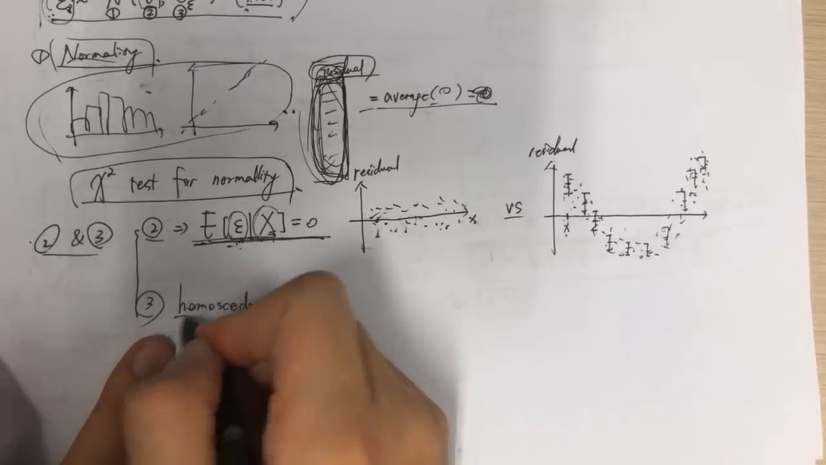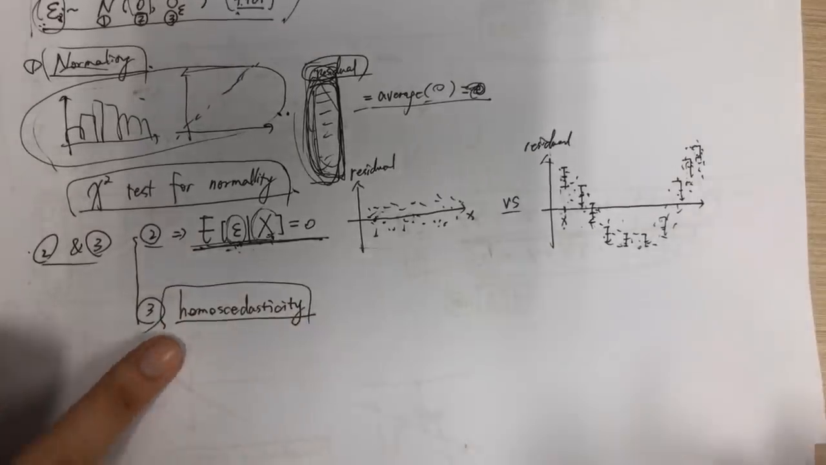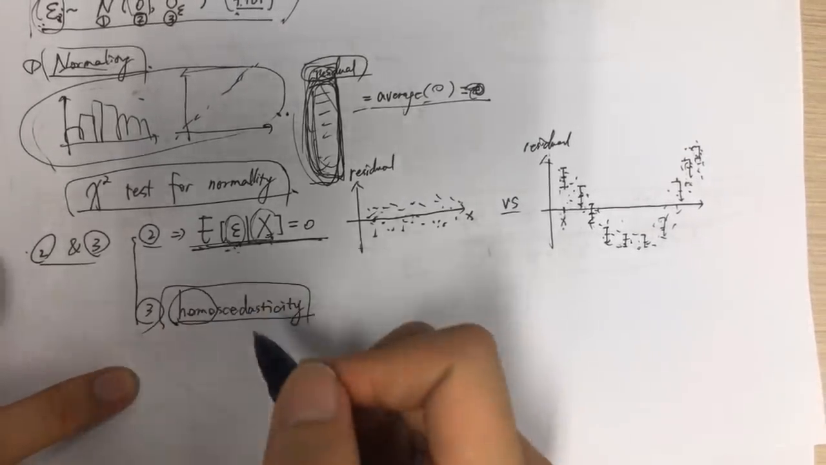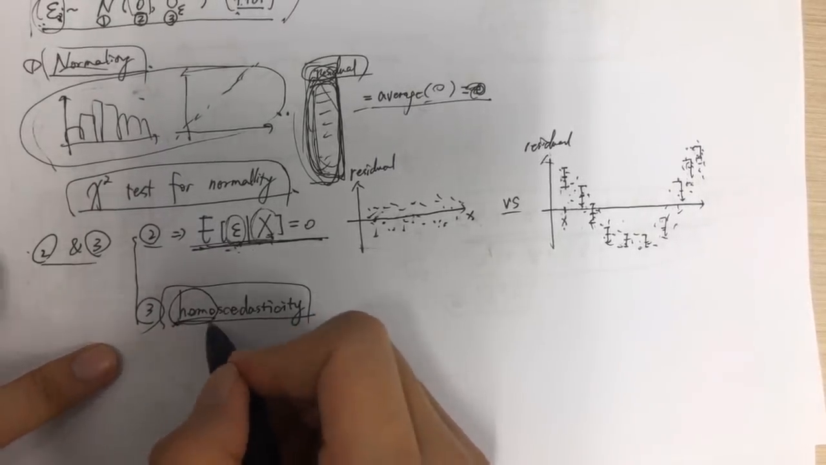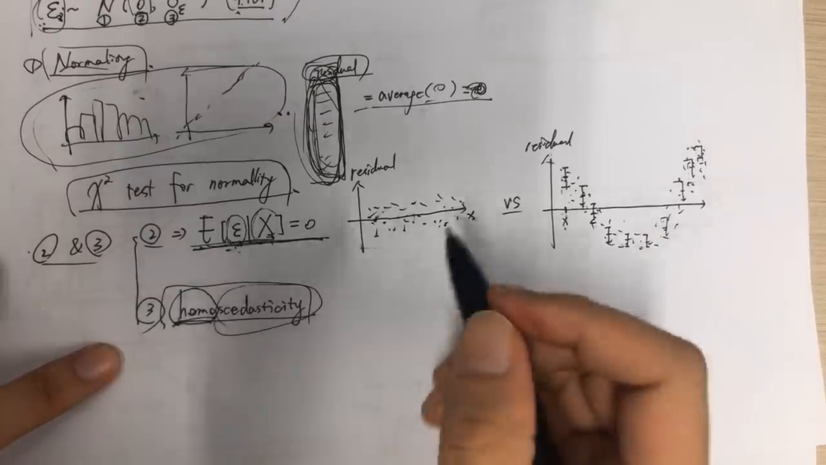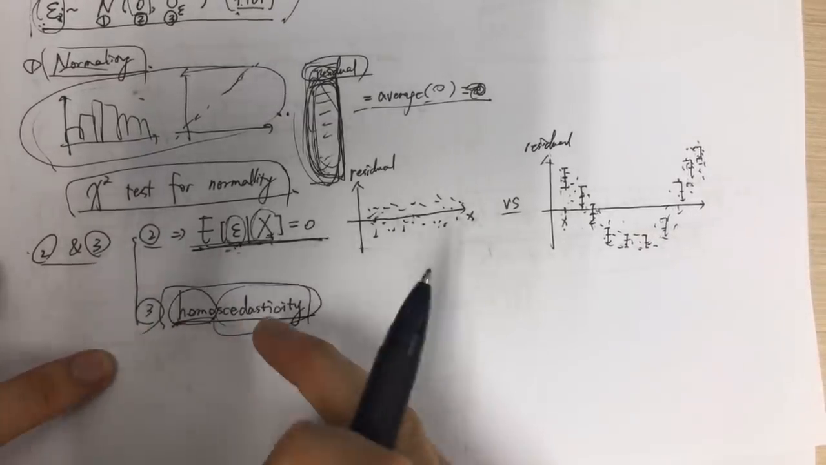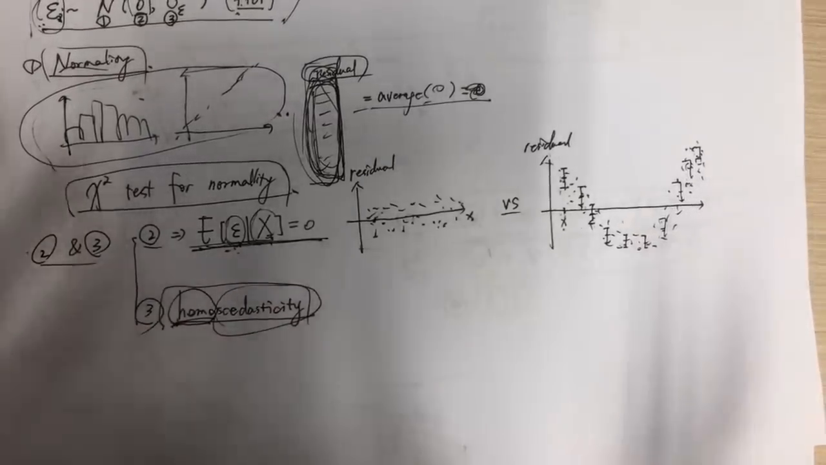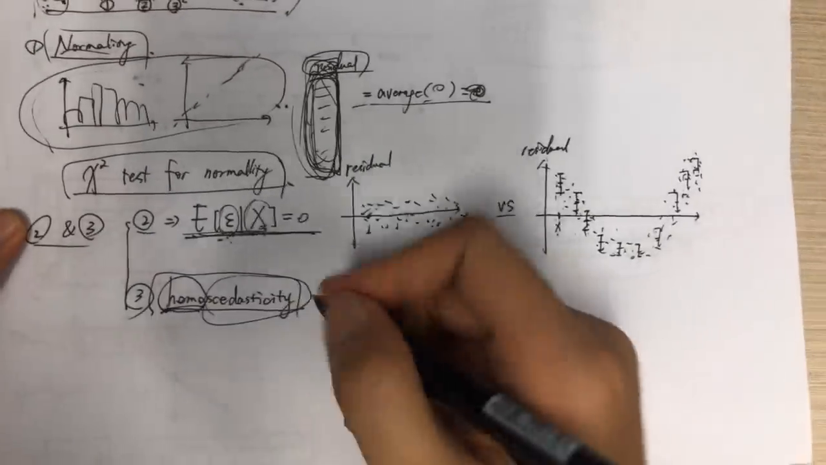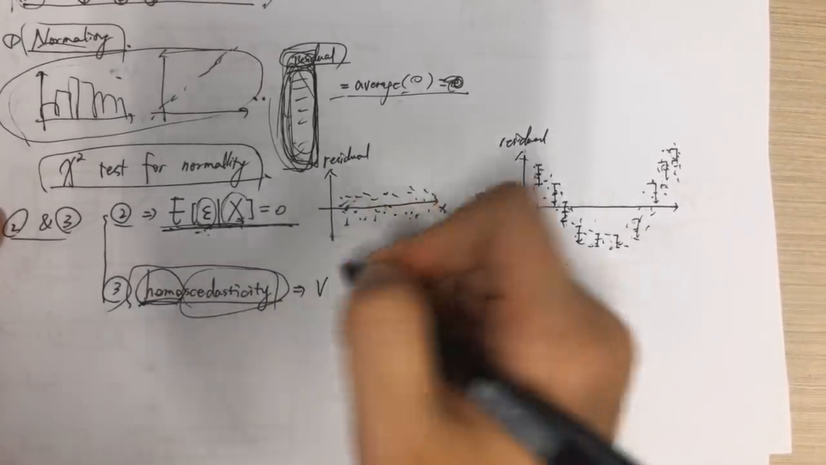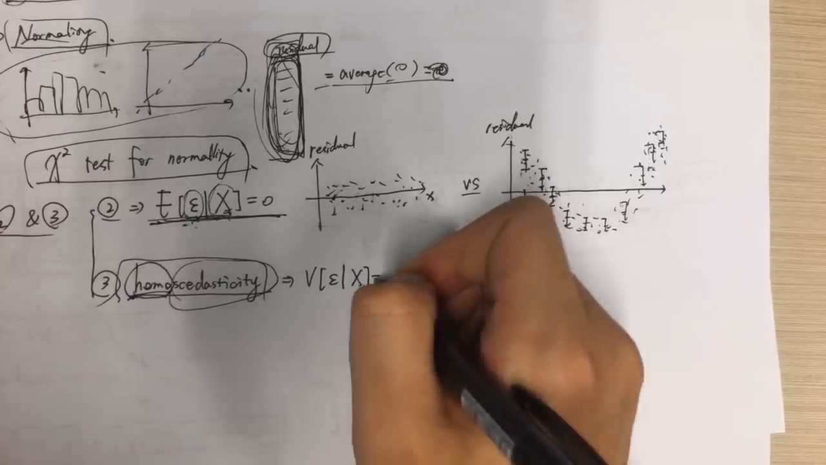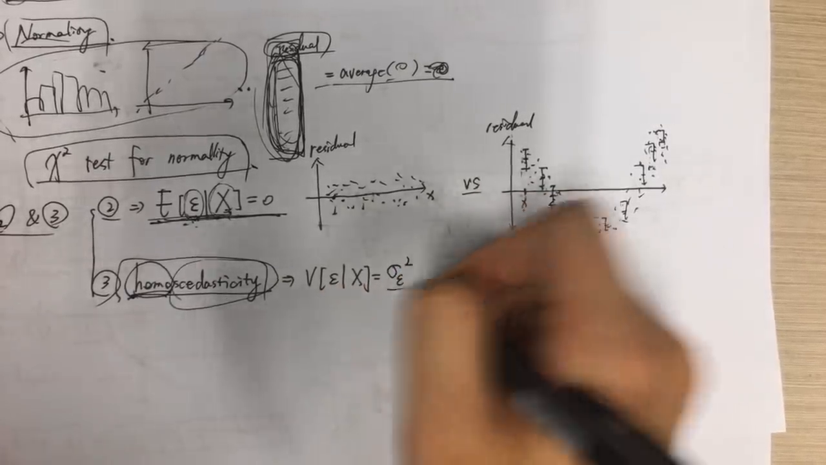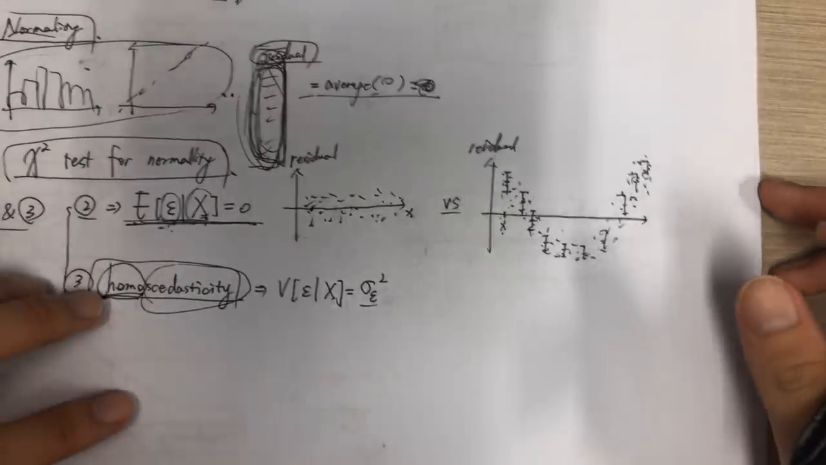Oh my God, I still remember how to spell this, right? Homo means same, like homosexual stuff, right? Homo means same, and scedasticity means variance. So homoscedasticity means same variance, all right? And again, it requires all the variance of epsilon given x to equal the same variance. So the variance should be the same, all right?